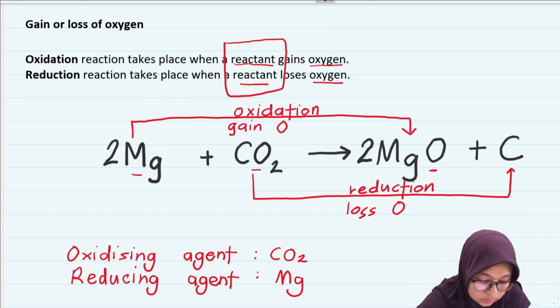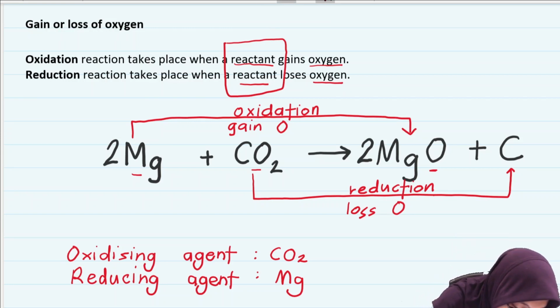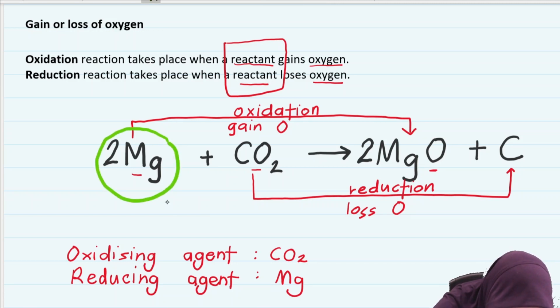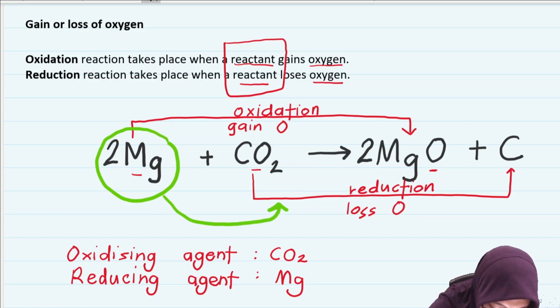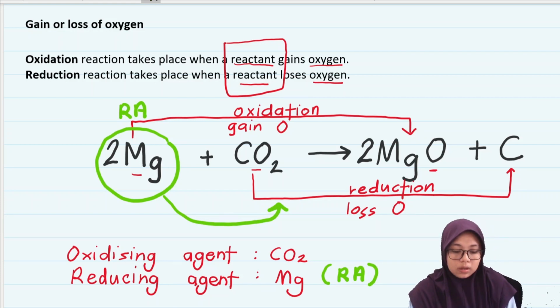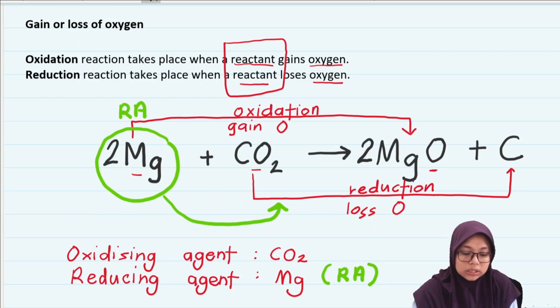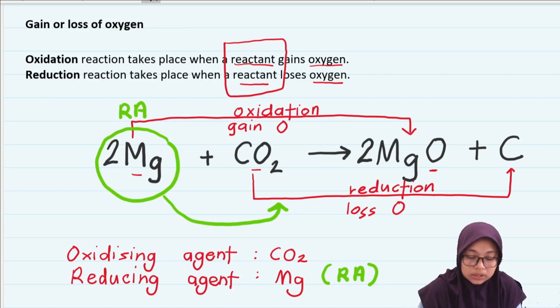Okay, for example, in this reaction, as you can see, magnesium reduce carbon dioxide. Magnesium reduce carbon dioxide. That's why magnesium is a reducing agent. So kita notekan dekat sini, Mg tu adalah reducing agent. Okay, so reducing agent is the agent that reduce another reactant. Okay, what does it mean by oxidizing agent? Oxidizing agent is the agent that oxidize other reactant.